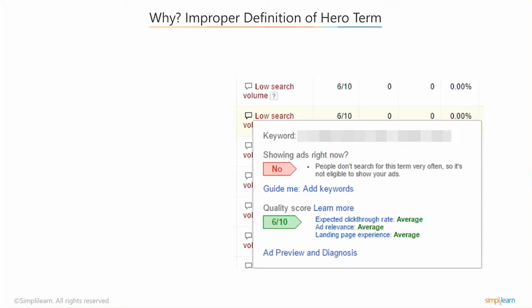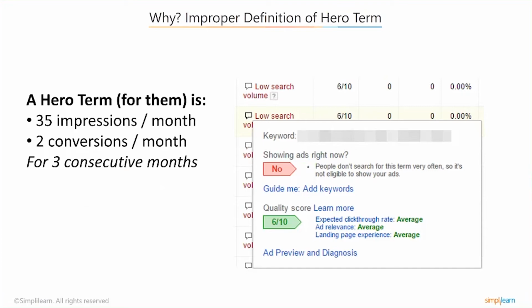Are you showing? No, because people don't search enough. So what they needed to do is not just say, this word's got a conversion, we make it an exact match. What they need to do is say, all right, we need to add this keyword to our managed campaign only when we're not going to run into low volume problems when we add them. So they defined what this term should be. Instead of saying we add any keyword with a conversion, we say if it's got at least 35 impressions and 2 conversions a month for 3 consecutive months. Now we know it keeps converting and it keeps having enough impressions, it will consistently show.